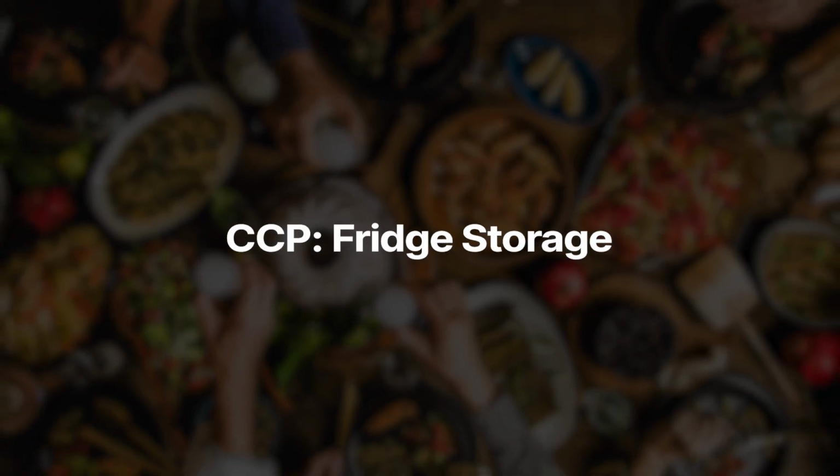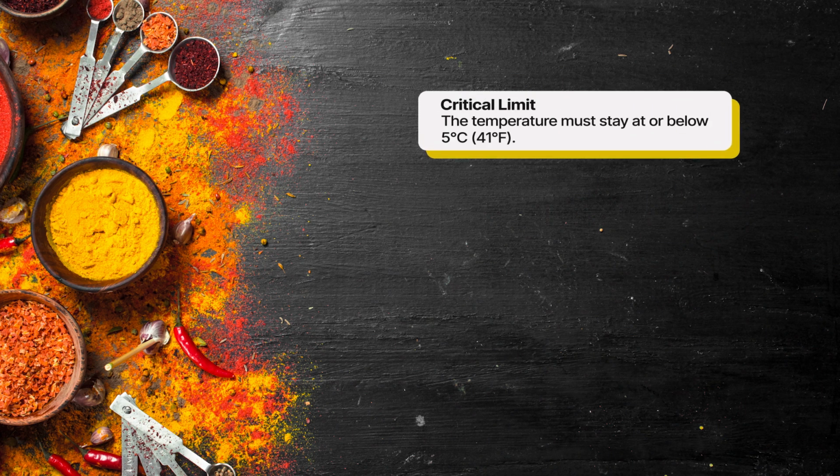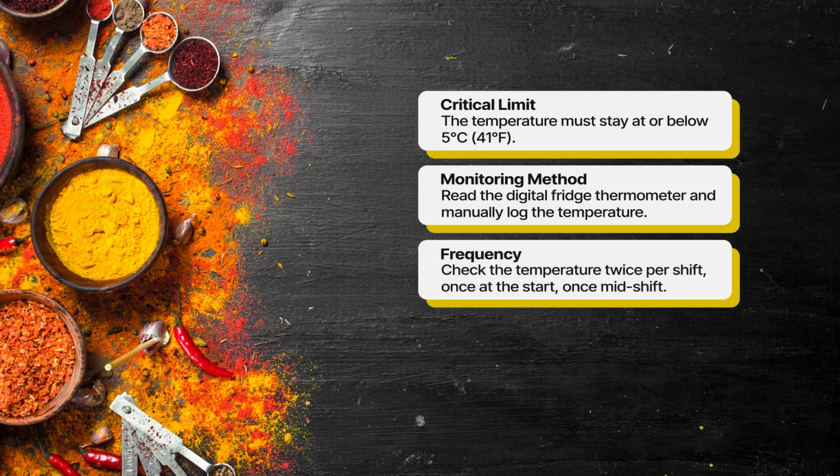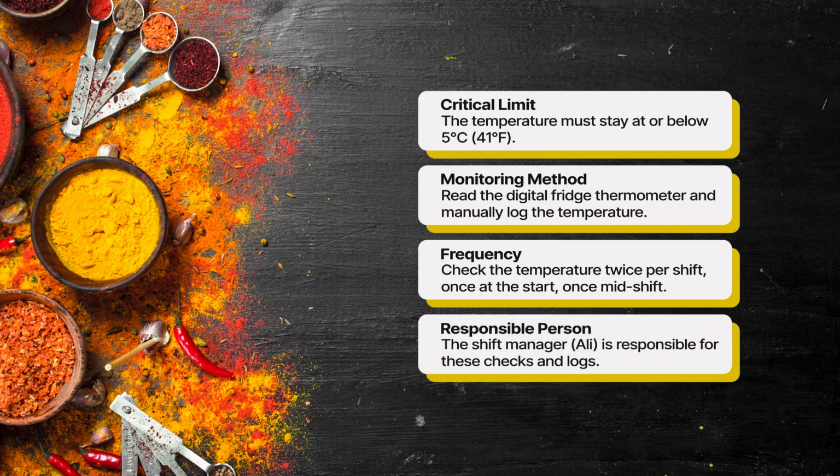CCP, fridge storage. Critical limit: the temperature must stay at or below 5 degrees Celsius. Monitoring method: read the digital fridge thermometer and manually log the temperature. Frequency: check the temperature twice per shift, once at the start, once mid-shift. Responsible person: the shift manager, Ali, is responsible for these checks and logs.